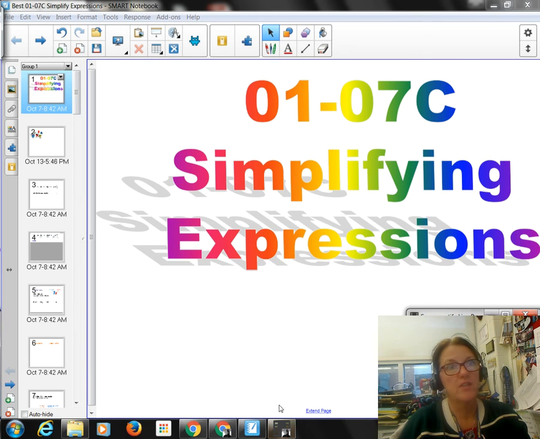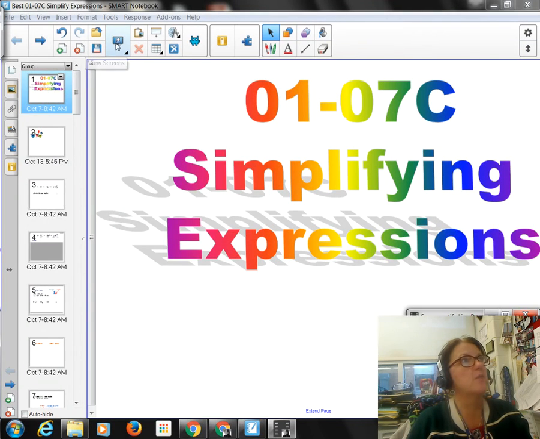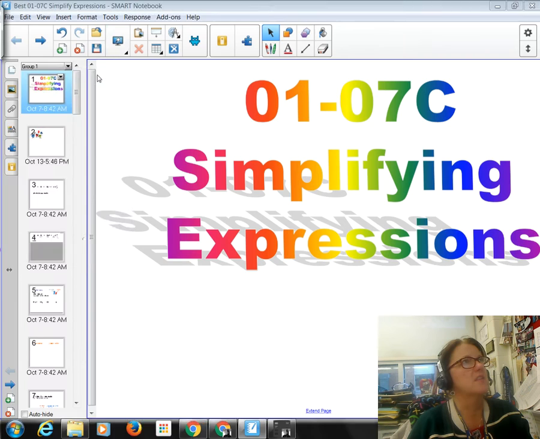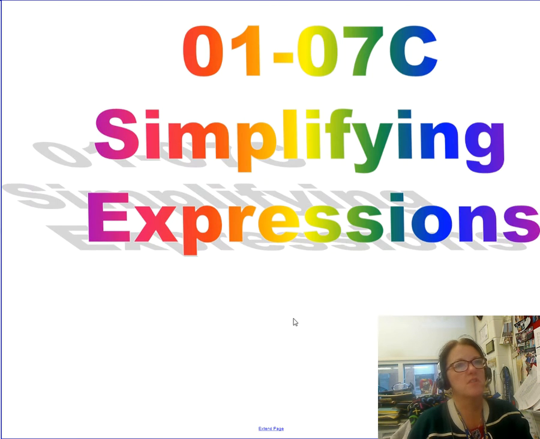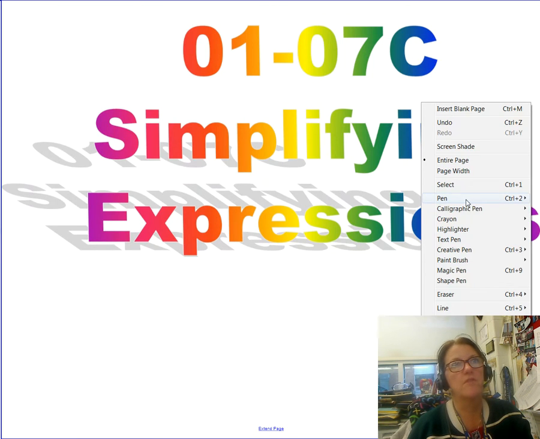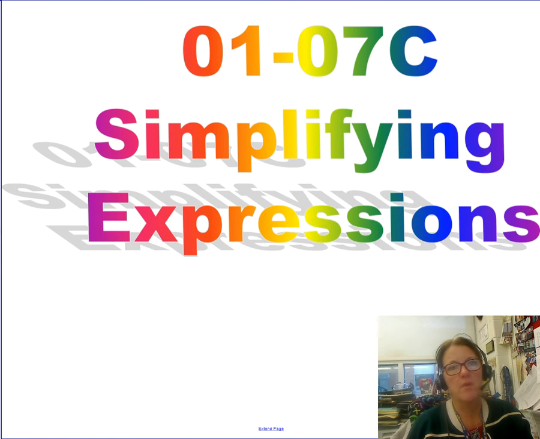Alrighty, here we go. Finally, we're getting to the end of this section 7 by tackling today's topic, which is simplifying expressions. So make sure you've got that heading at the top of your notes, and away we go.